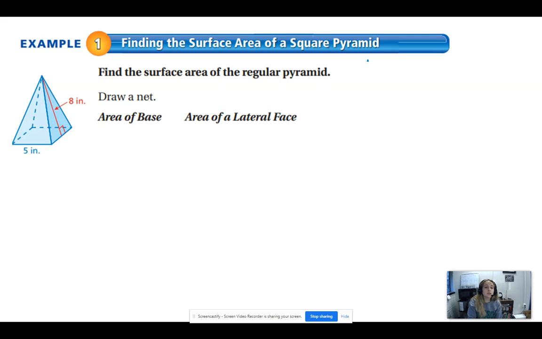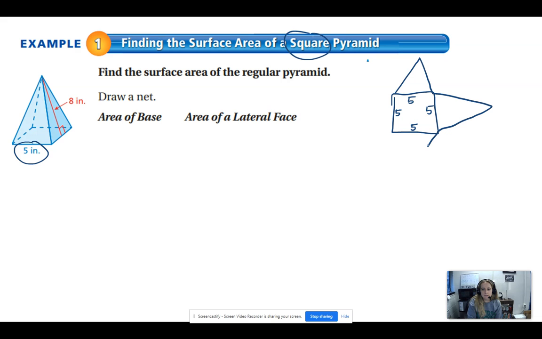So the first thing you want to do is draw a net. To draw a net, first I'm going to draw a square, okay? And I see that this side is 5. Since it's a square pyramid, I know that each of these sides are going to be 5 in the square, okay? Now, I know that in my pyramid, there's going to be a triangle that comes off each one of these bases. So the slant height is given to me. The slant height is 8 inches. So I know the height of the triangle is 8 inches.